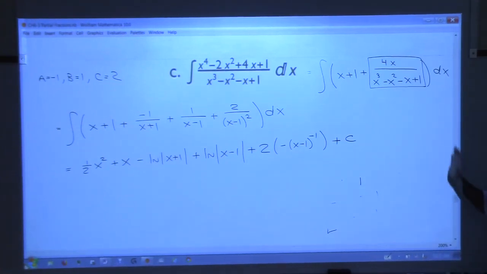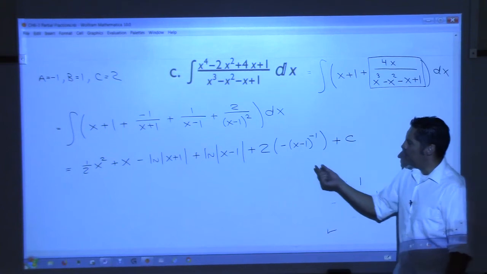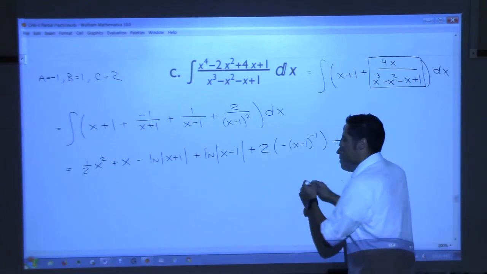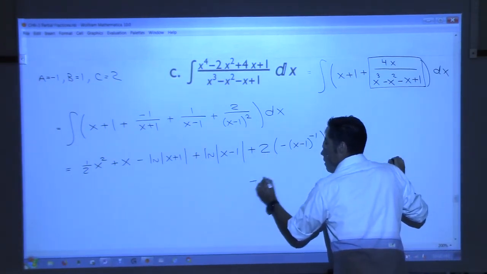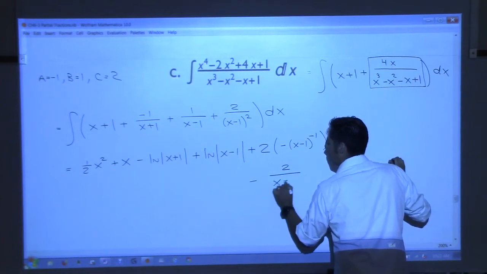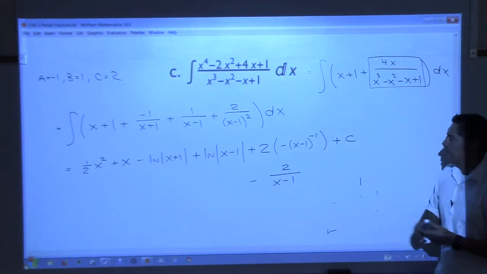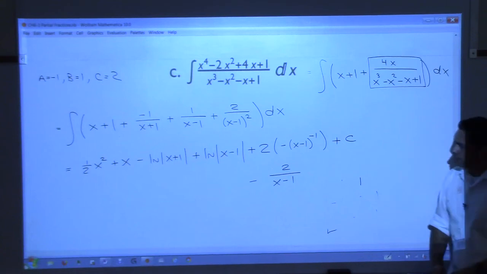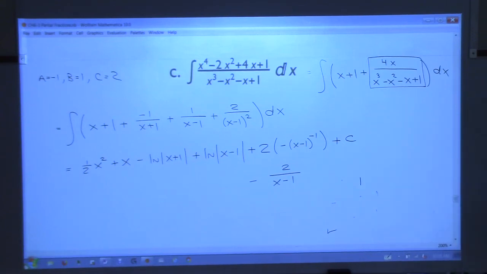So I'm happy. I'm going to leave it like this. But you could maybe rewrite this last term as minus 2 over x minus 1, like that. That's the same thing, right? All right, there it is.